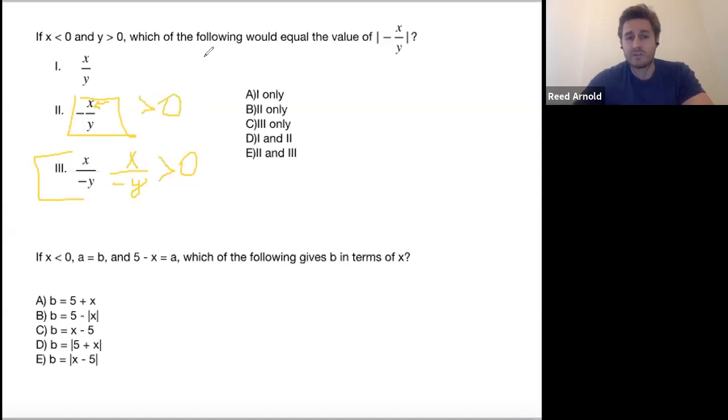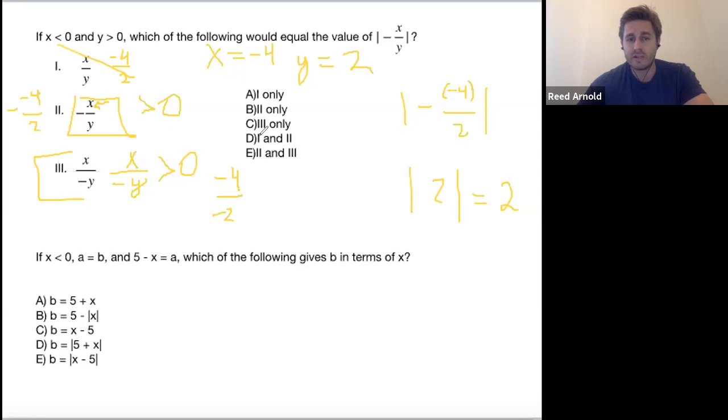And you can pick numbers, you can say x is -4. This is the easiest way to do both of these questions, quite frankly, and y is 2. Well, then the absolute value of -4 over 2 is going to be the absolute value of -2, which is 2. Which of these equal 2? Well, this would equal -4 over 2. That equals -2. That's out. This one equals -4 over 2. That's going to equal 2. This one's going to equal -4 over -2. That's going to equal 2. So the answer is actually E.